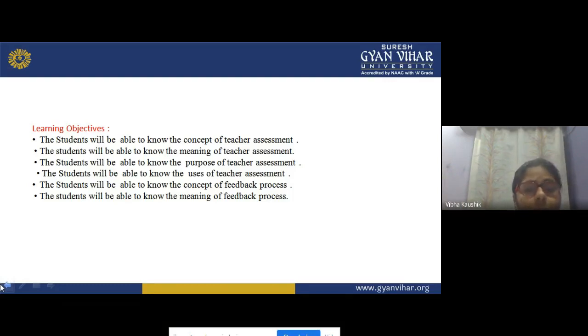The student will be able to know the use of teacher assessment, why we use teacher assessment, what the uses of teacher assessment are. The student will be able to know the concept of the feedback process. And the last one is that the student will be able to know the meaning of the feedback process. Today we are going to discuss two topics. The first one is teacher assessment and the second one is the feedback process, why the feedback process is necessary.